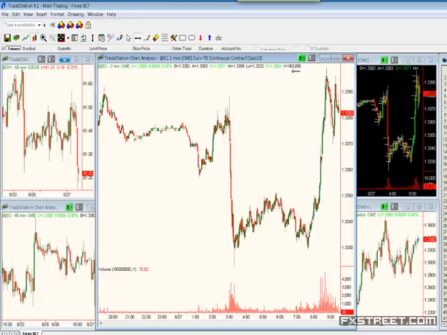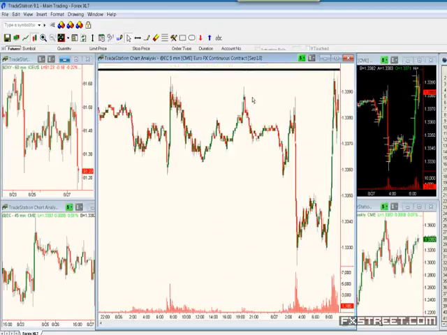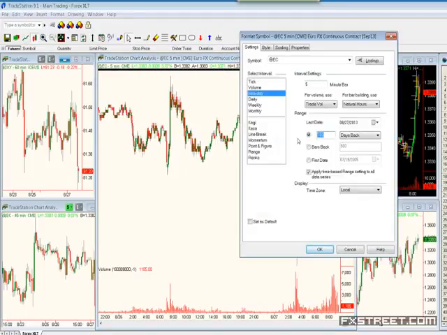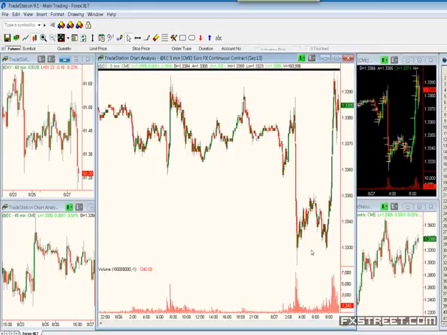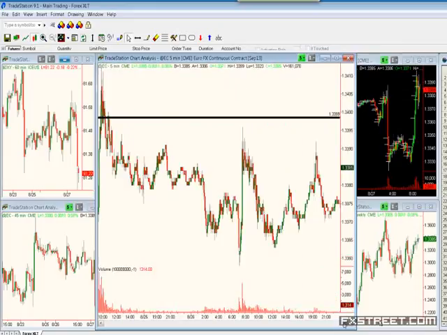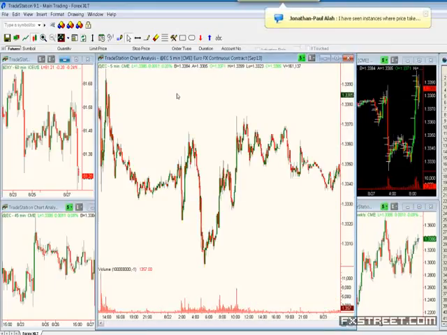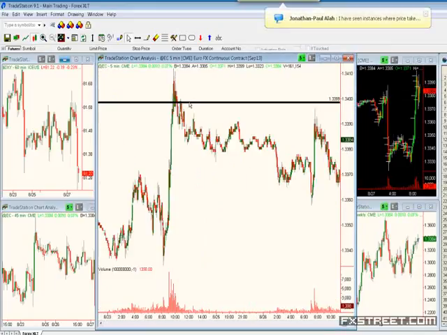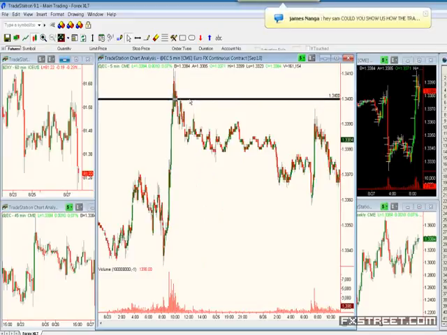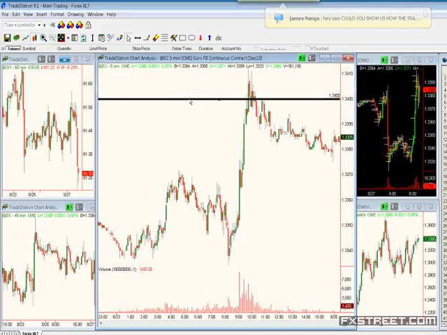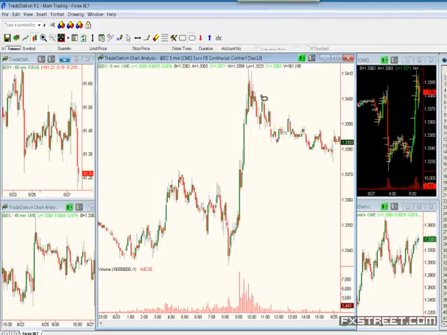Having said that, let me put a horizontal line here, and we'll scroll back. Probably going to need to add some days. Okay, let me scroll back and see what we find. Ooh, not bad. Let me blow this up a little bit. Right in here, this area looks good. Certainly not a fresh level.